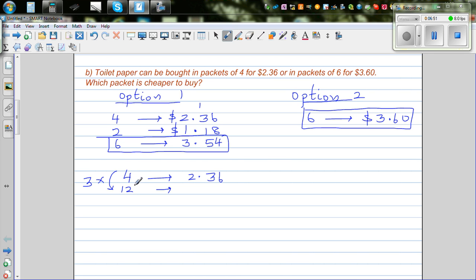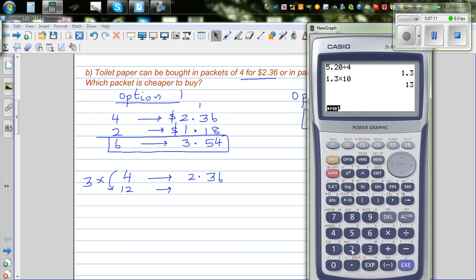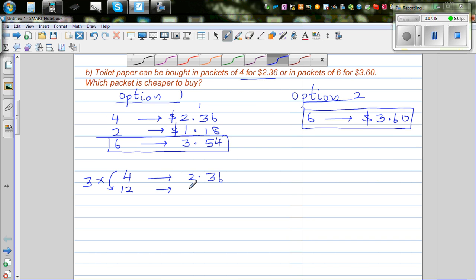If you buy three packets, you get 12. So if you want to buy four, you get it for $2.36. For 12, you have to buy three of these. Okay, so let me use a calculator. 2.36 times 3, which is $7.08. So this is 7.08. Here, you know for six, you get it for $3.60.